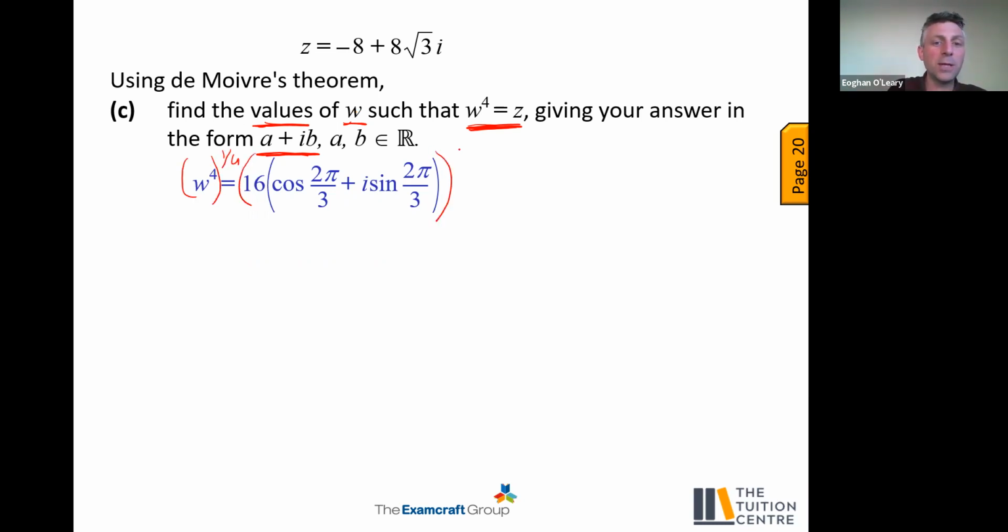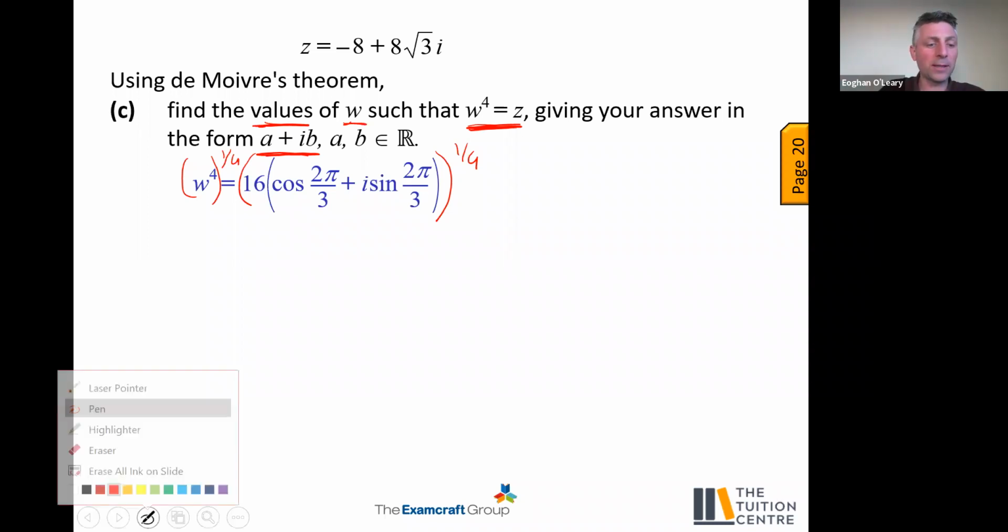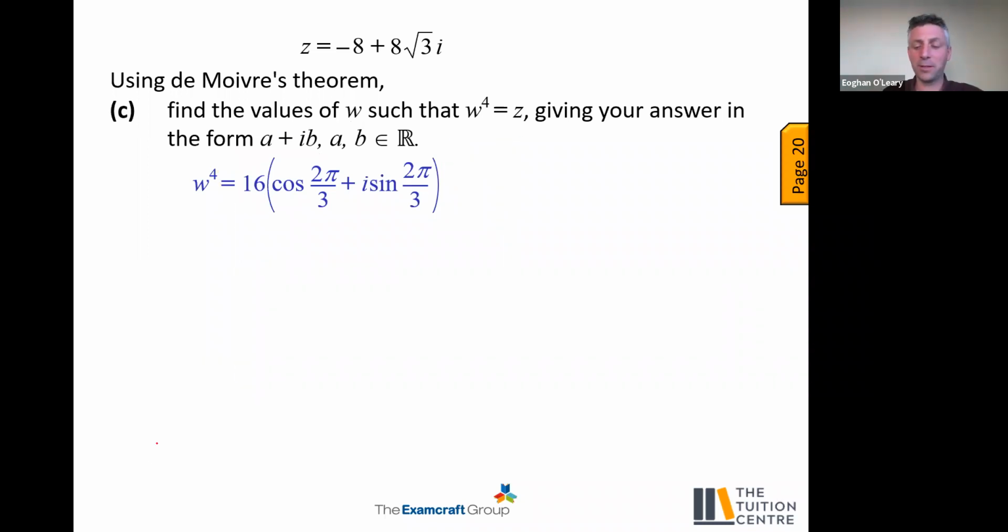The reason I'm going to do that is so that I get w to the power of 1, w on its own. So I'm going to get the fourth root of one side. What I do to the left, I do to the right. So that gives me 16 times cos 2 pi over 3 plus i sin 2 pi over 3 to the power of a quarter. I'm going to firstly get my general form. So again, one difference between using de Moivre's theorem to solve and using de Moivre's theorem to simplify is when you're solving and finding more than one answer, you must get the general form.